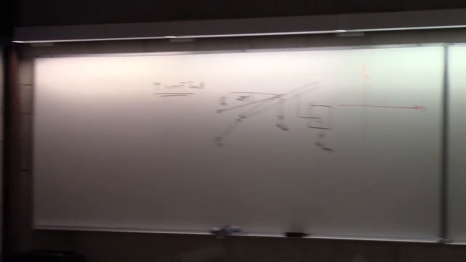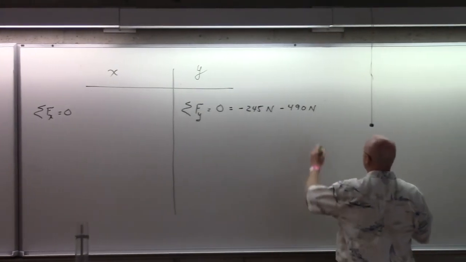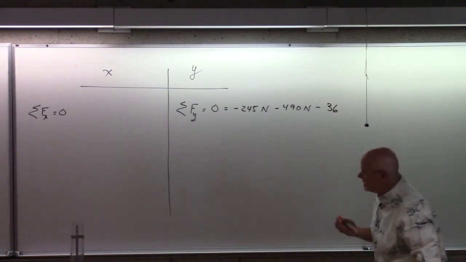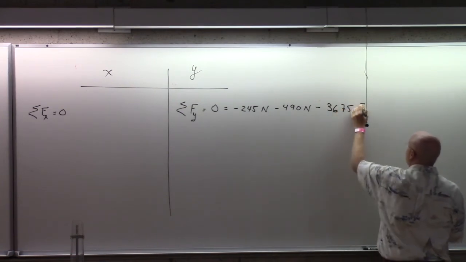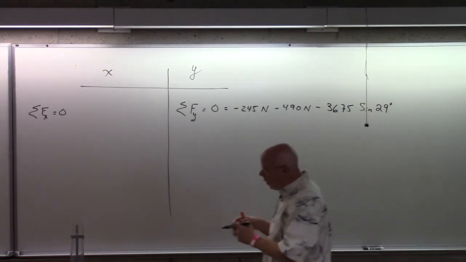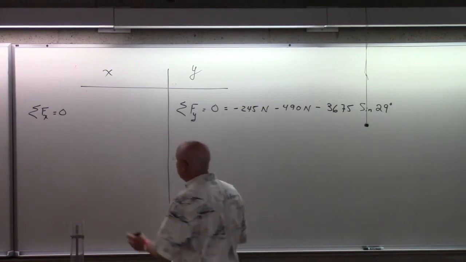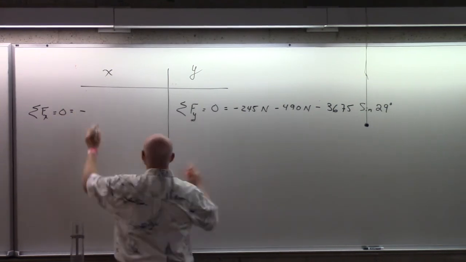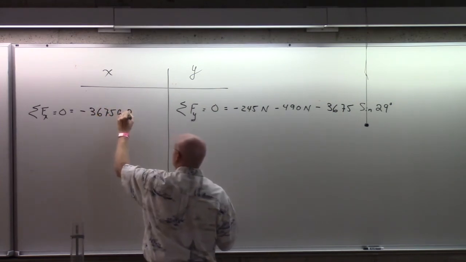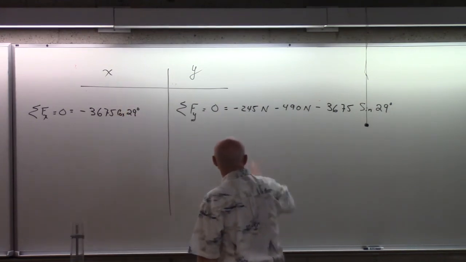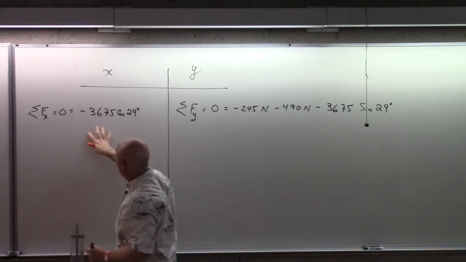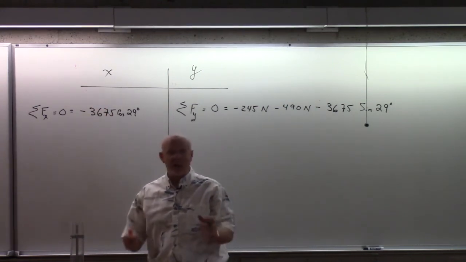All right, so I've been talking more about the y. So the y would be a negative. It would be the force from the back, which we said was 3,675, and then I will have sine of 29 degrees. So there is the component in the y direction from the force from the back. And then over here, I will have a negative, and the force would be 3,675, and it's going to be cosine of 29 degrees. So these three forces each have a Y component, and of those first three forces, only one of them has an X component.